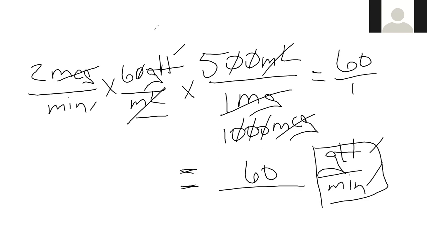So the answer to my equation or my question is 2 micrograms per minute using a 60 drop per milliliter drip set with a concentration of 500 mLs with a milligram in it of epinephrine. I'm going to deliver 60 drops per minute.